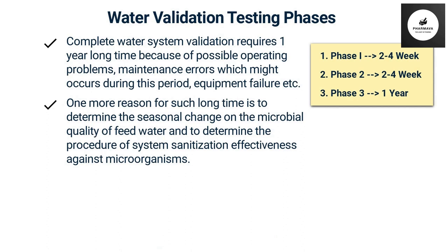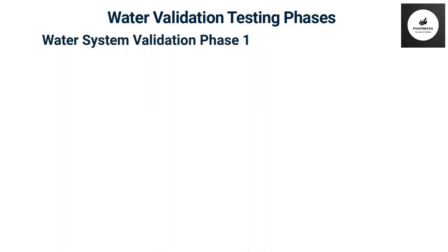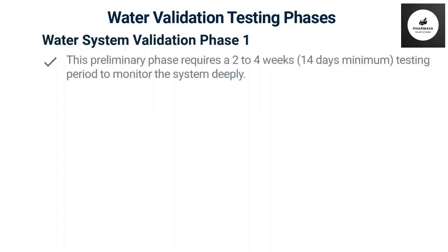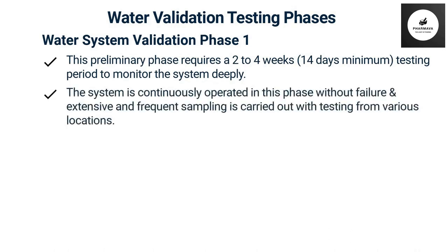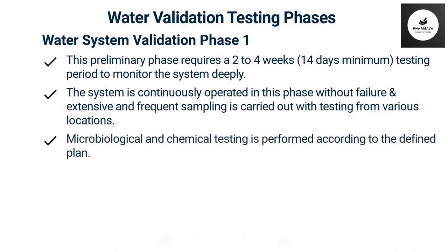Performance qualification of water system validation is done in 3 phases. Let us understand these phases one by one. Phase 1. This preliminary phase requires a 2 to 4 weeks, 14 days minimum, testing period to monitor the system deeply. The system is continuously operated in this phase without failure and extensive and frequent sampling is carried out with testing from various locations. Microbiological and chemical testing is performed according to the defined plan.